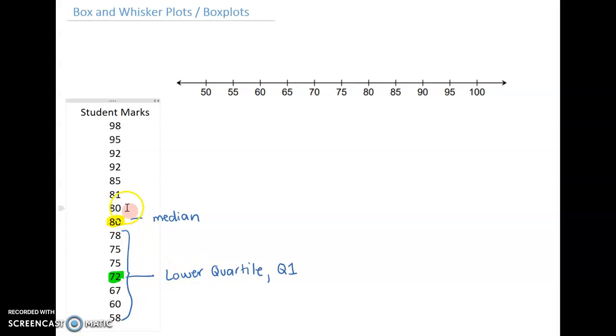And then what we do is we take the upper data, which consists of 7 marks as well up here, and we're going to find the upper quartile, or Q3. You can see it represented. And since there's 7, it would be this mark in the middle here, so 92. Okay. And so from there, we also have the maximum value, which is 98, and the minimum value, which is 58.